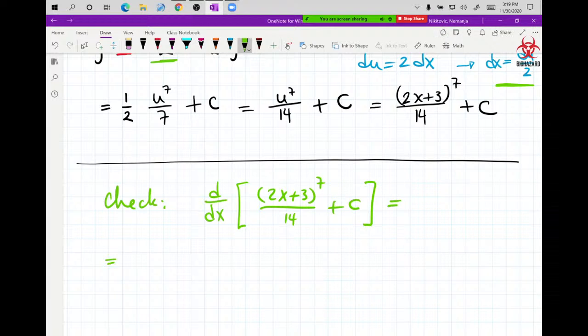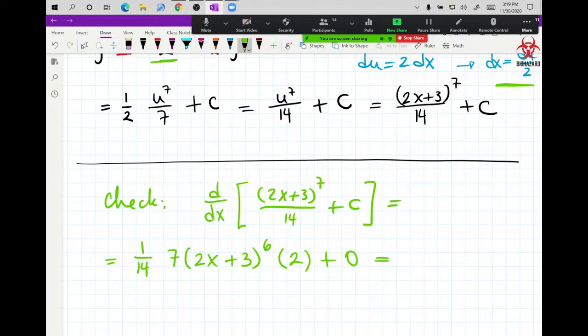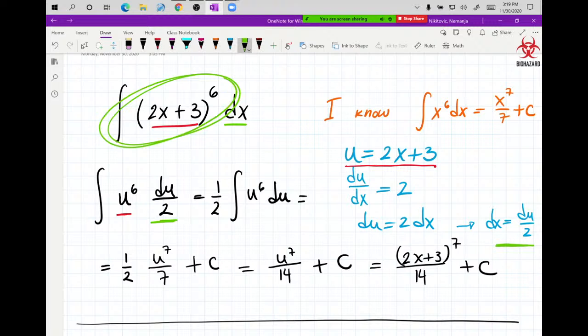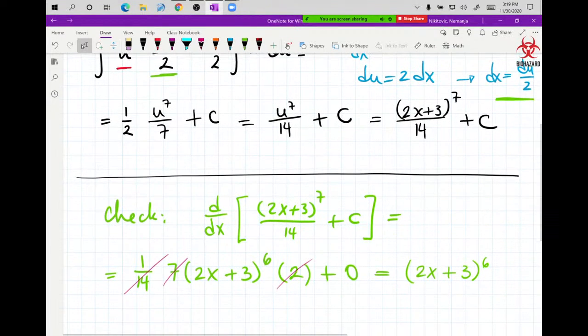And that is equal to 1 over 14, that's the constant, then differentiate the top, which will give you 7 times 2x plus 3 to the 6th power times the chain rule. Derivative of the inside is 2, plus derivative of c is 0. And now when you see that you have these guys canceling, because 2 times 7 is 14, 14 divided by 14 is 1, you get your 2x plus 3 raised to the power of 6, which is actually what we had as our problem. And you can see that we had to use chain rule to take the derivative.